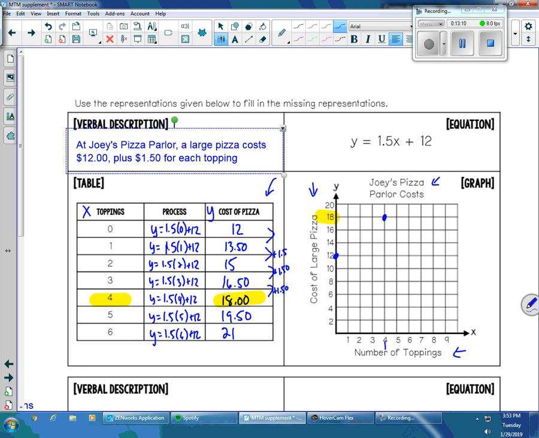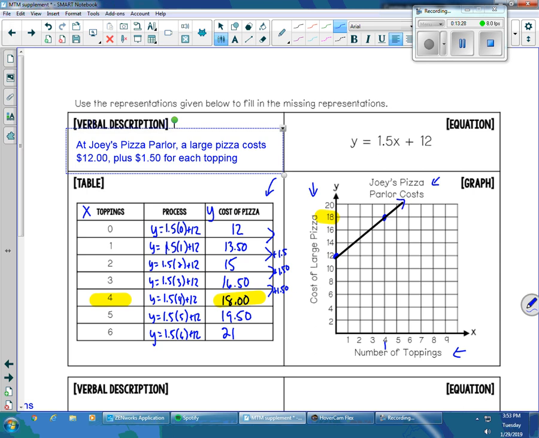And I know that's another point that's going to show up. So I can take my line now. I've got 2 points that are on my graph. I can take my line and draw a line through it. And I'm relatively sure that all of these are going to fall on the graph. So let's take a look.